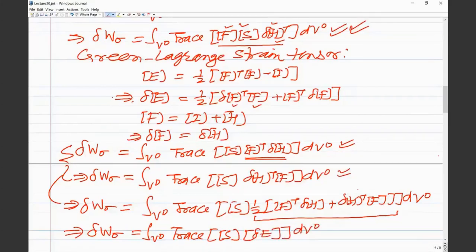So we have written the same expression in two different ways, and then summing up these two and dividing by two, we essentially get the expression for delta E, because delta E is half of delta F transpose F plus F transpose delta F. And delta F equals delta H. So essentially what I have here is your delta E. So you finally get the virtual work of stresses in terms of the second Piola-Kirchhoff stress tensor and the variation in the Green Lagrange strain tensor.